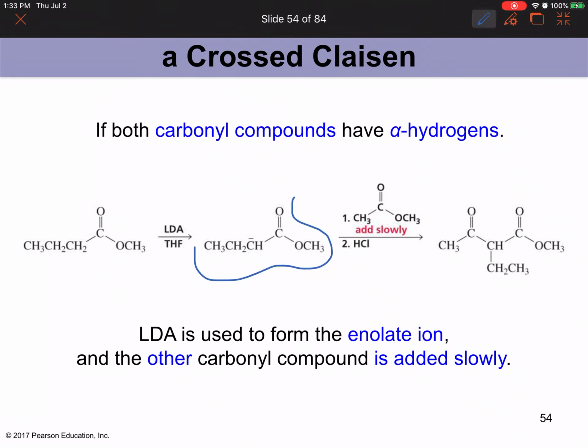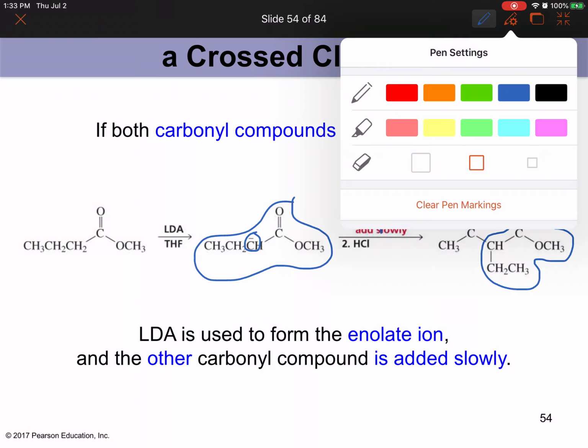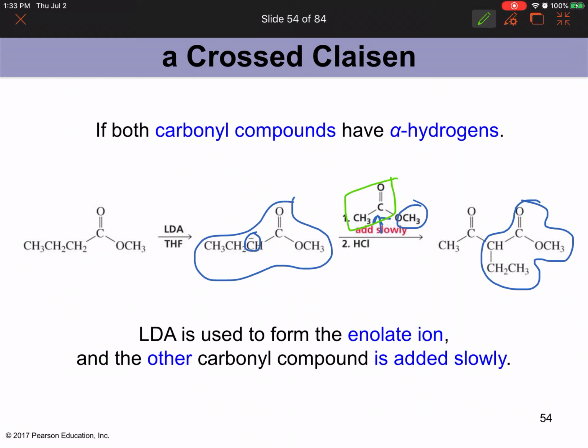So this part is going to be this part. Just bend it, and this carbanion reacting with this carbon over here, right? And then in the process this group is lost, so the carbonyl and methyl group. This part right here is this part. Once you understand what's happening and understand the mechanism of it, it's not that hard. LDA is used to form the enolate ion and the other carbonyl compound is added slowly.